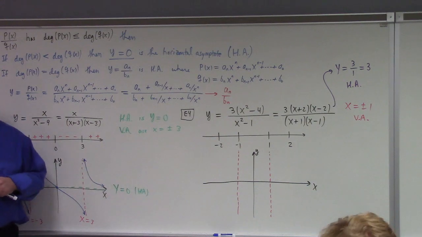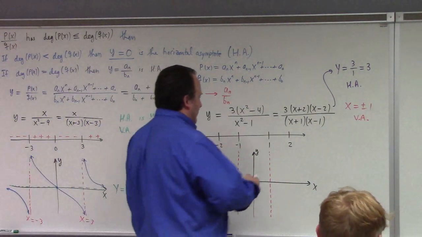Now let's put the pluses and minuses in my sign chart. We start out, all my examples are the same. It's always positive over here.